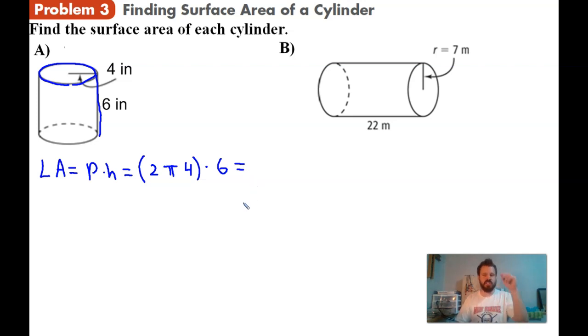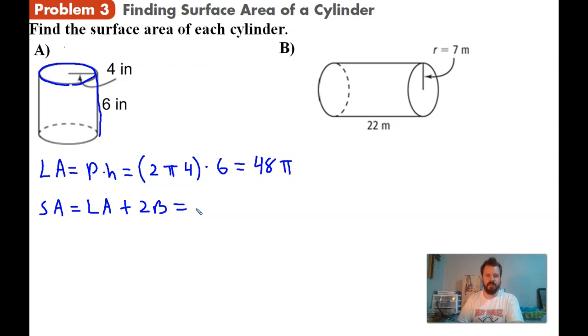All right, and to make calculations easier here, I'm going to leave things in terms of pi. So I'm going to go 2 times 4 times 6, which is going to give me a 48. I will just say 48 pi. And then for the surface area, that's going to be equal to lateral area plus 2b. So in other words, the 48 pi plus 2 times area of that circle. I know area of a circle is pi times radius squared, so we'll just say pi times 4 squared.